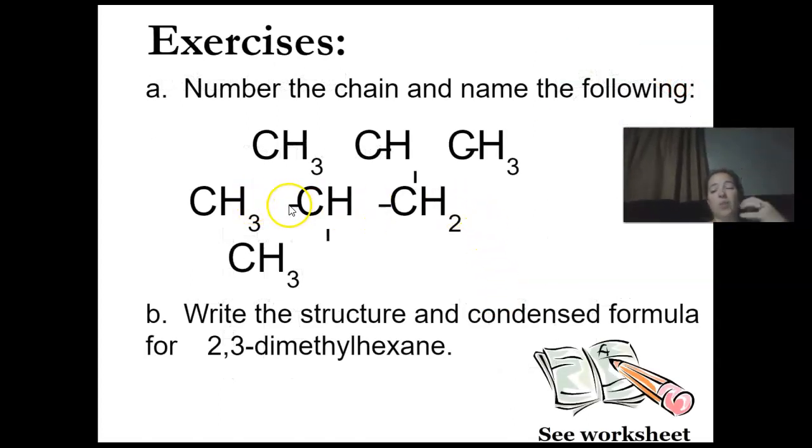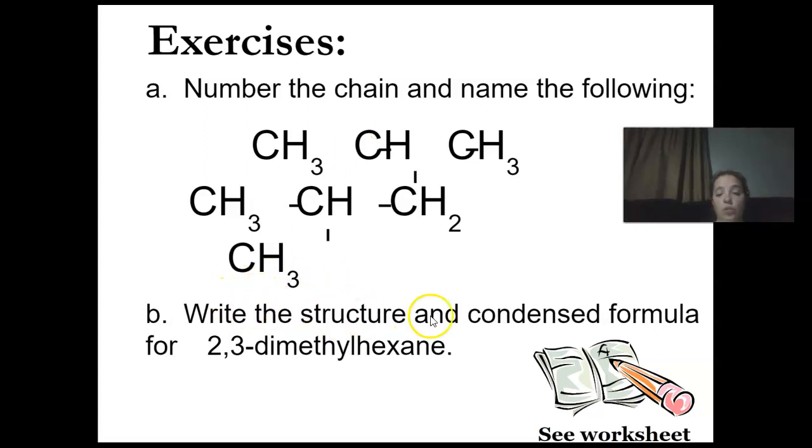Looking at this, I do apologize. This is kind of wonky. So this is supposed to be over here. I'm going to ignore this one at the moment because this is just a mess. But you can figure it out. Go 1, 2, 3, 4, 5. There's 5, so I want to say pent. And it'd be 2,4-dimethylpentane.